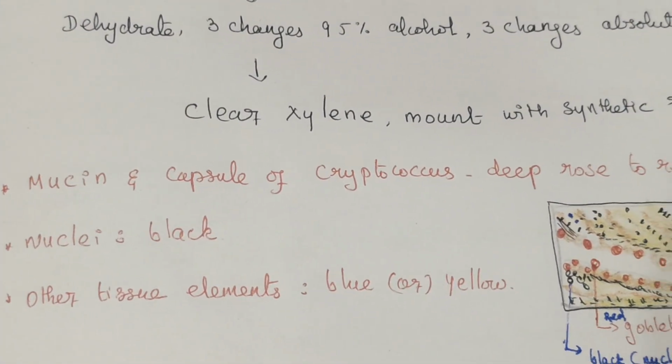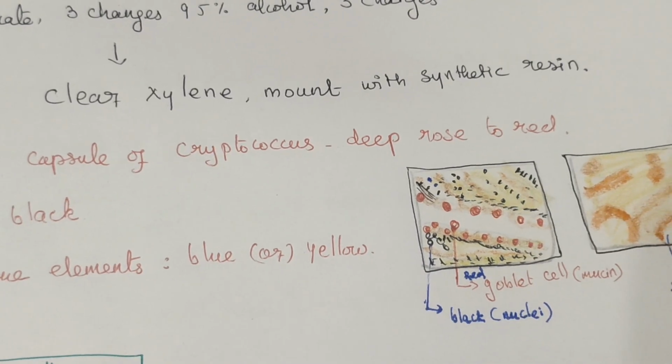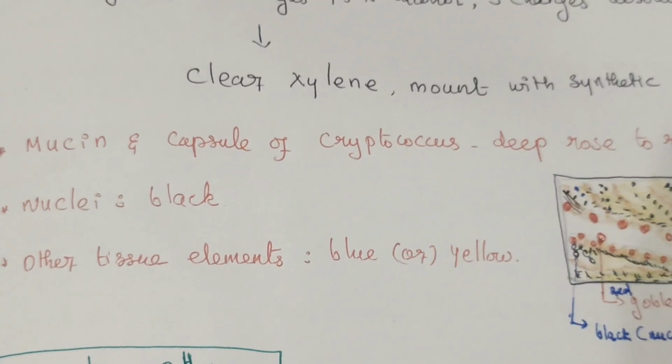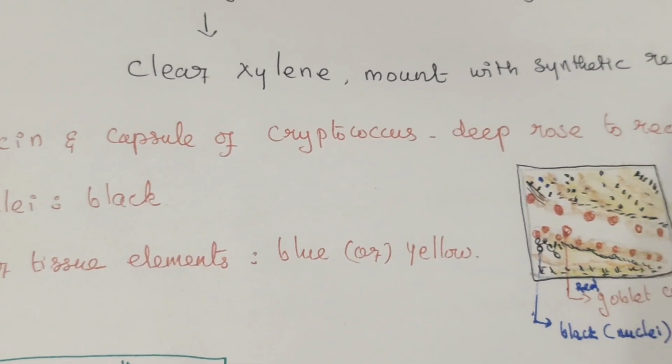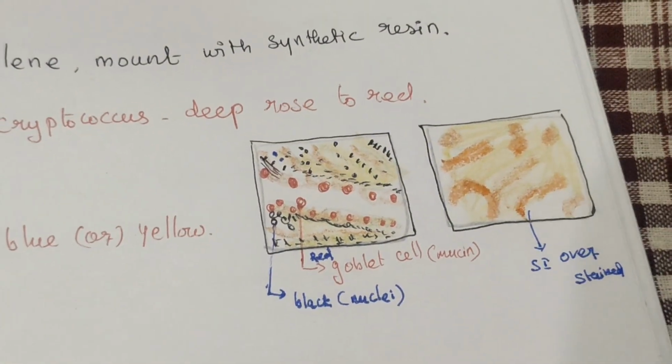In this one, mucin and the capsules of Cryptococcus we can observe in pale rose to red. Nuclei are presented in black, other tissue elements blue or yellow. The second is a diagram.